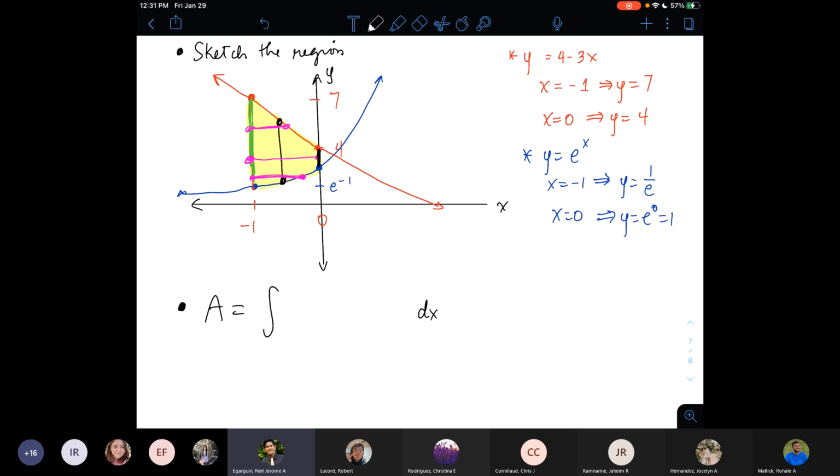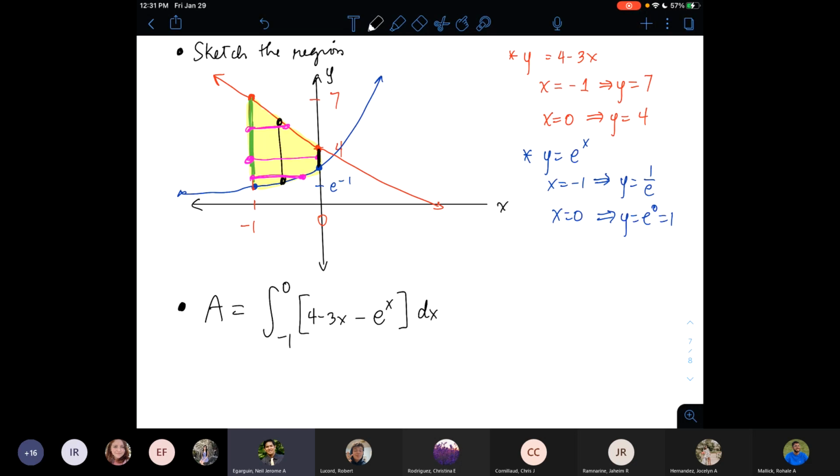Now, again, we decided vertical strips are much more convenient, so I have a dx there. And then what are the bounds for x? The region starts when x is -1, and it ends when x is equal to 0. So those are my bounds here. And then it's top minus bottom. The top function is the red one, which is the line. So I'll have 4 minus 3x minus the bottom function, which is the blue one, the exponential function.